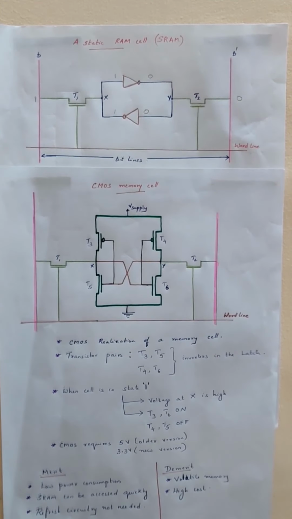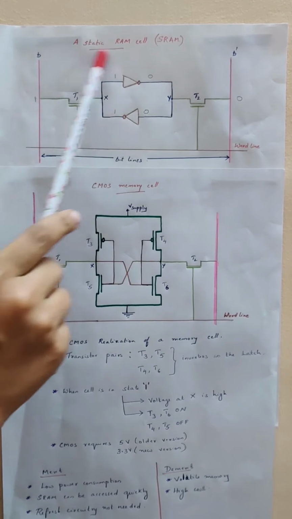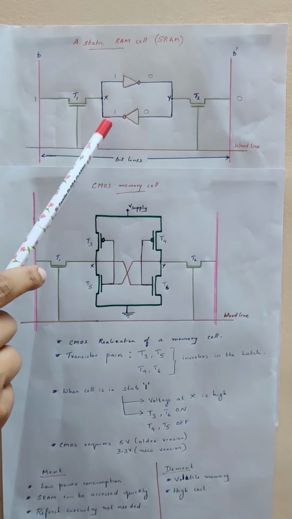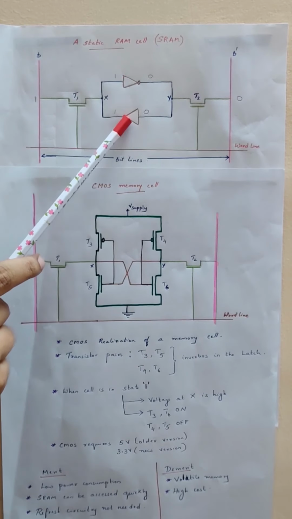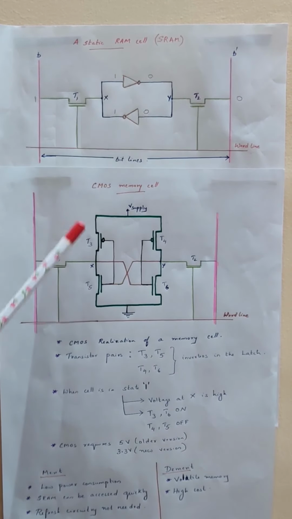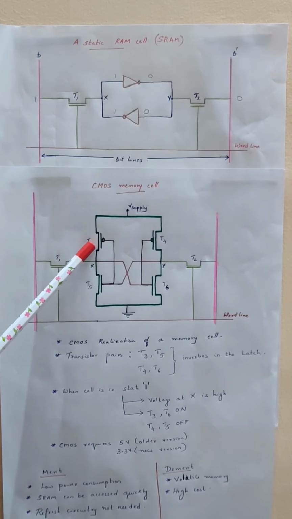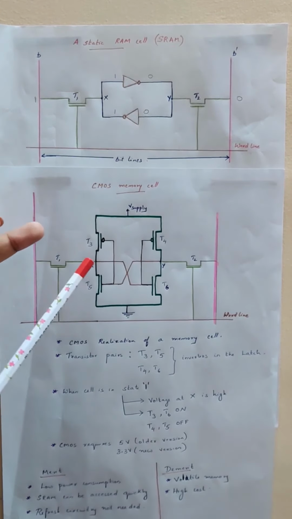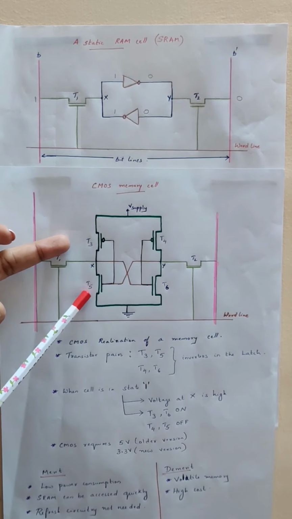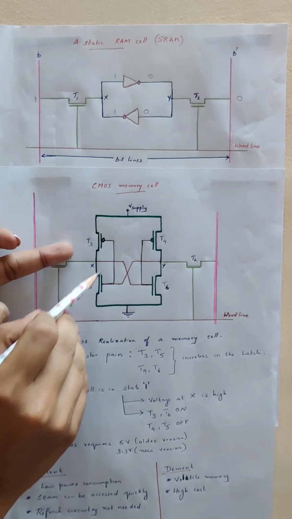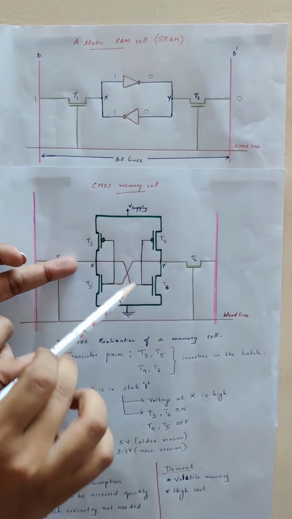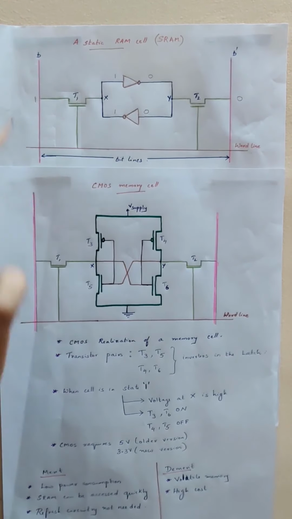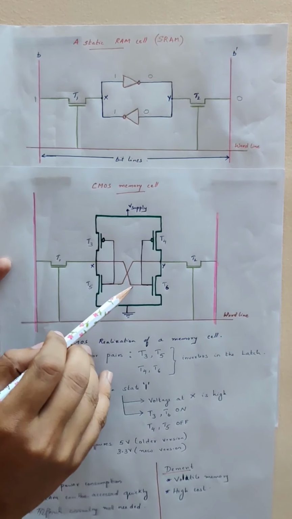So we'll see the CMOS implementation of the static RAM that we learned before. This is the static RAM diagram that we learned, and the same diagram, CMOS implementation, is this. So here you have two inverters. These two inverters are shown as CMOS transistors here. The first inverter constitutes the transistors T3 and T5. This is one inverter. And the second inverter is T4, T6. So these two inverters are cross connected. Look here, it is cross connected.